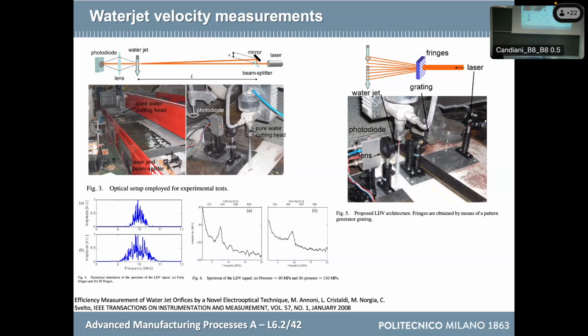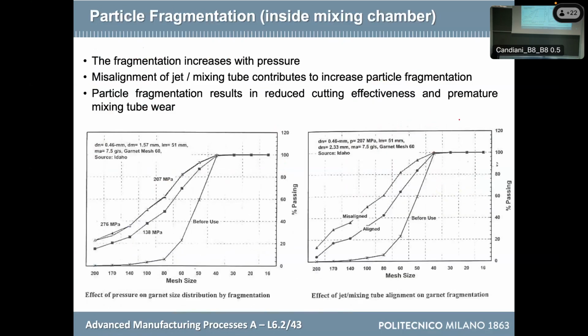Once you have the velocity, you can calculate CV, for example. So we use this way for calculating the orifice coefficient. There are some papers from us about it. Maybe I will upload a review paper that I wrote last year with all we did in terms of water jet research in our lab.